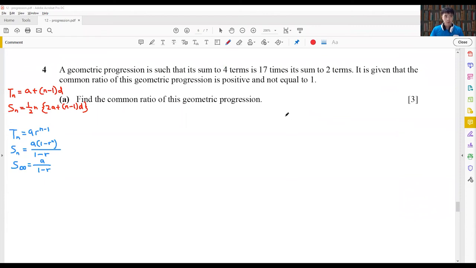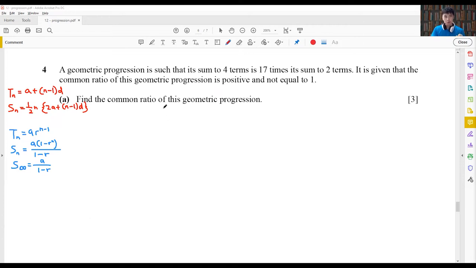Moving on to the next question over here. A geometric progression is such that its sum to 4 terms is 17 times its sum to 2 terms. It is given that the common ratio of this geometric progression is positive and not equal to 1. Find the common ratio of this geometric progression.